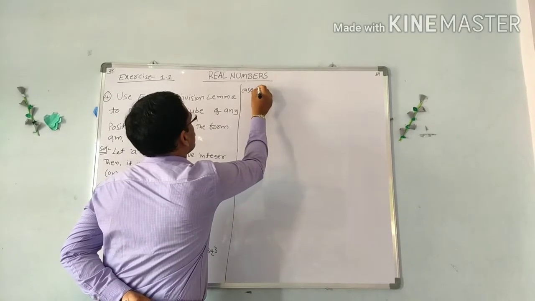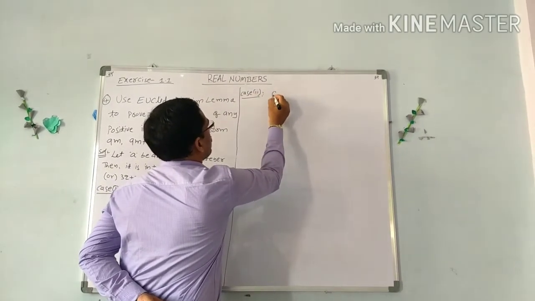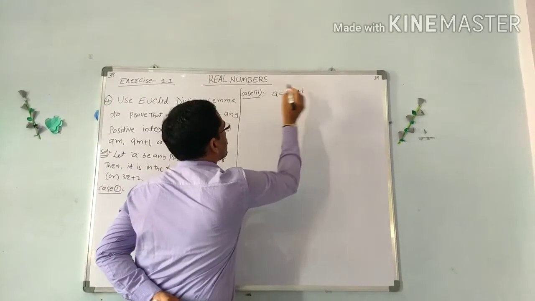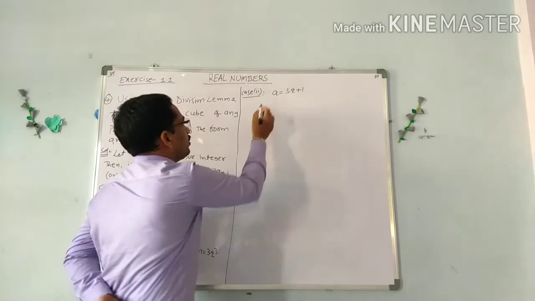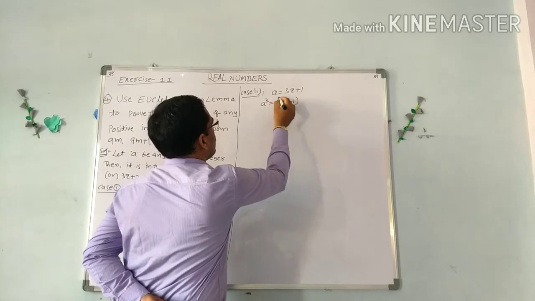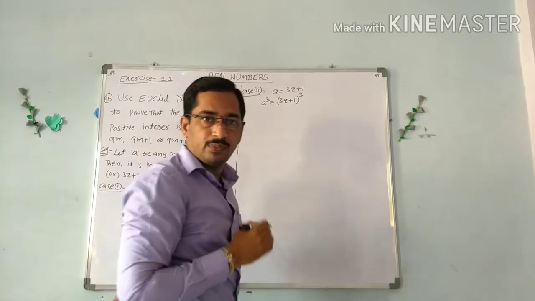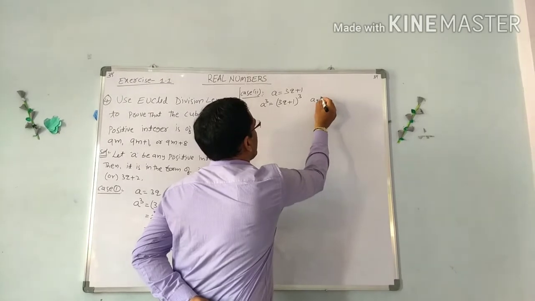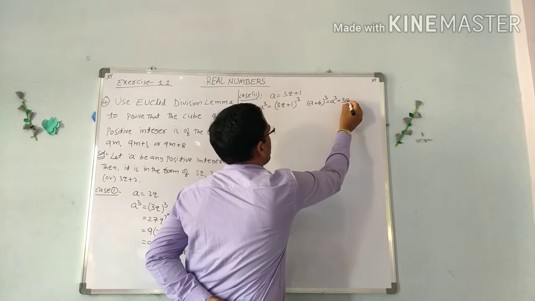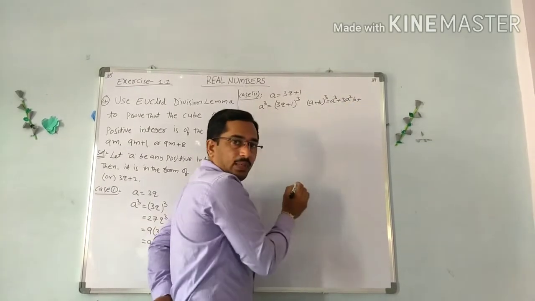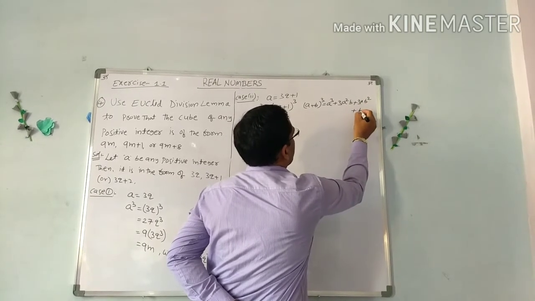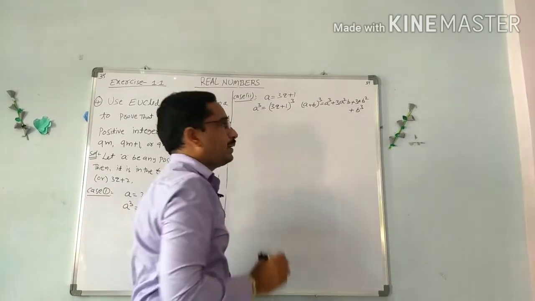Now case 2: a equal to 3q plus 1. Next, cubing on both sides, a cube equal to 3q plus 1 whole cube. So what is the a plus b whole cube formula? Now see, a plus b whole cube formula: a cube plus 3a square b plus 3a b square plus b cube. So this is a plus b whole cube.